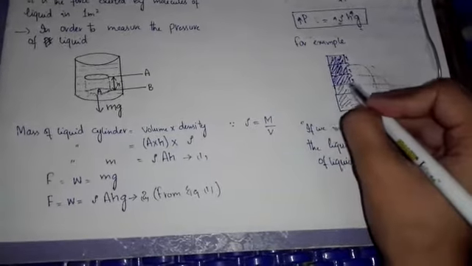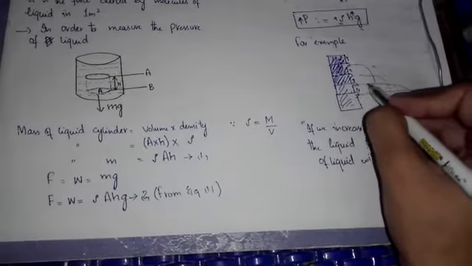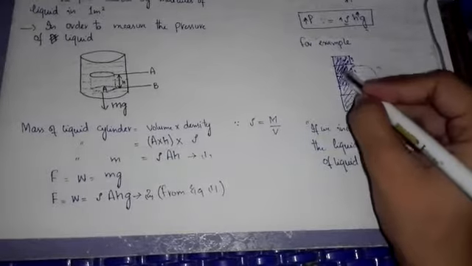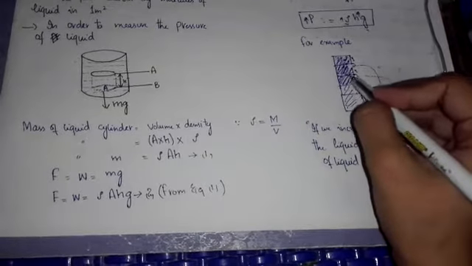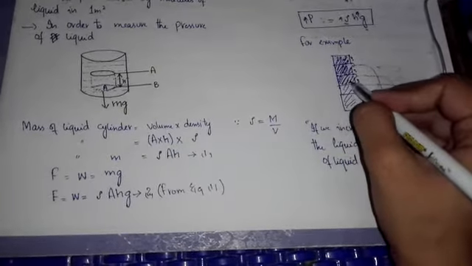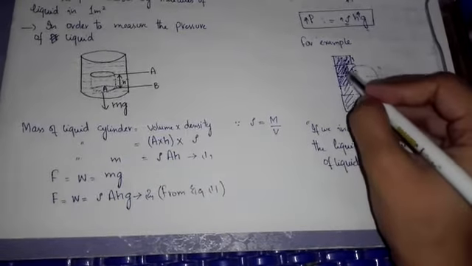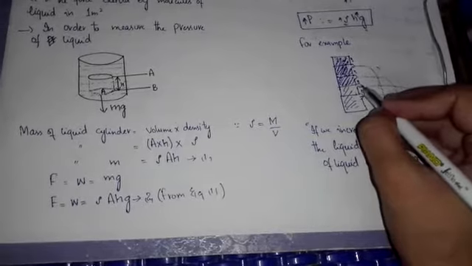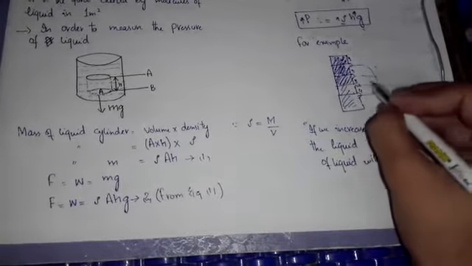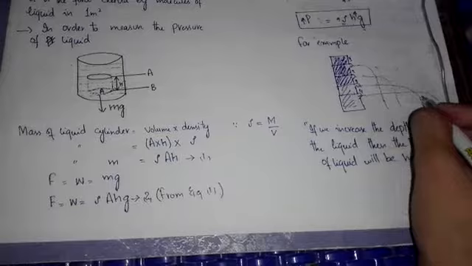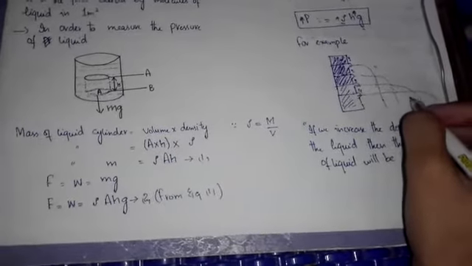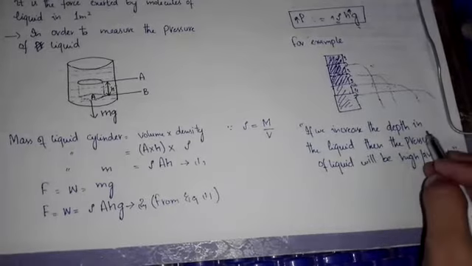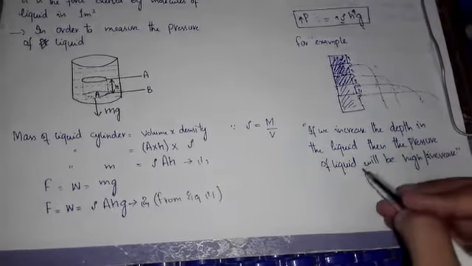But at this depth the pressure will be much higher, because the depth is much increased and the number of liquid molecules is also increased. So these liquid molecules exert pressure, therefore the pressure of the liquid that comes out from the tap is much higher. So we can say that if we increase the depth of the liquid, then the pressure of the liquid will be much higher.